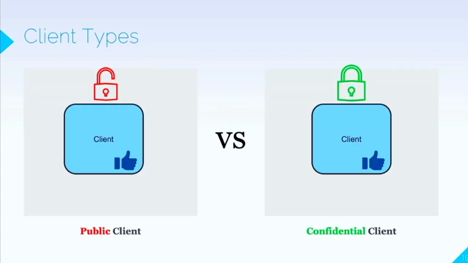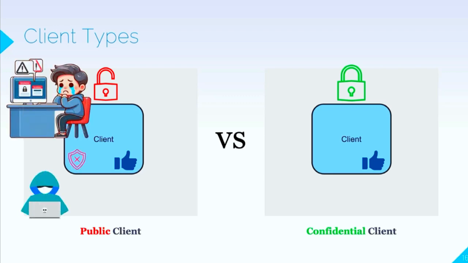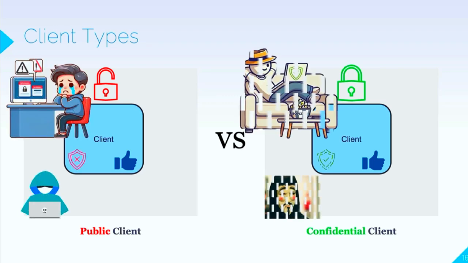So the key difference between these two client types lies in where they run and who controls the environment. Public clients run in environments controlled by the user, making them less secure and more prone to interception. Confidential clients, on the other hand, run in environments controlled by the developer, allowing for secure credentials management.